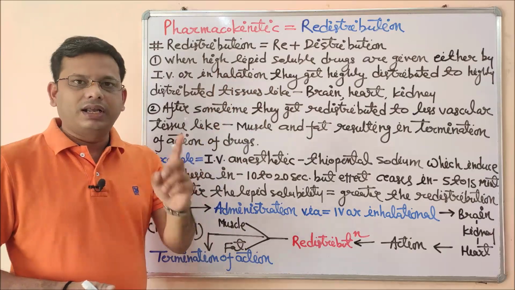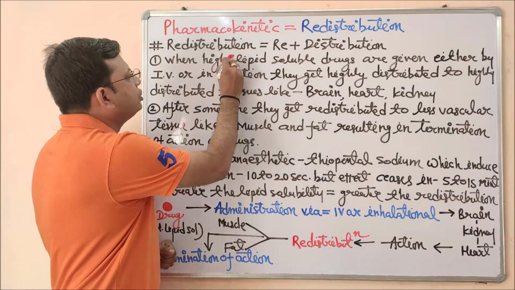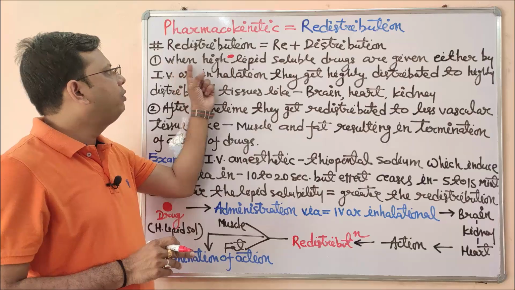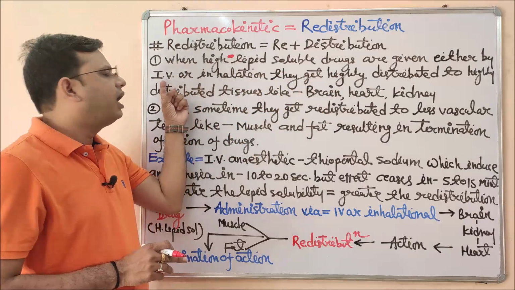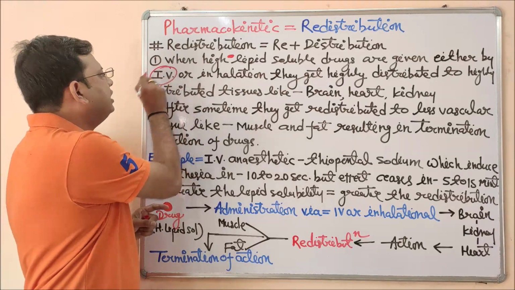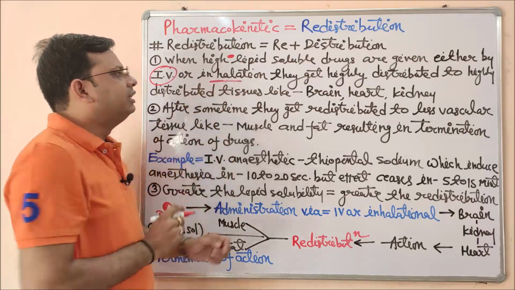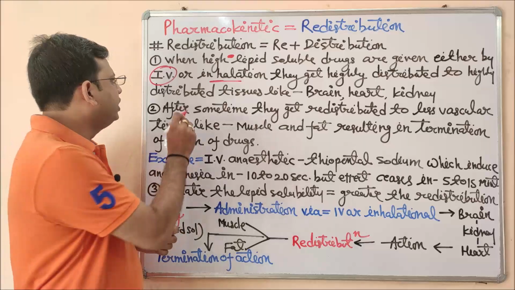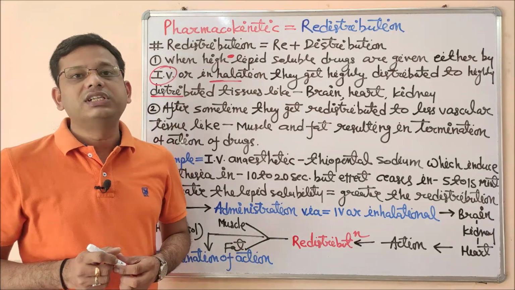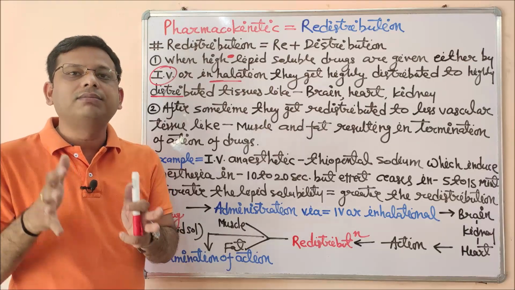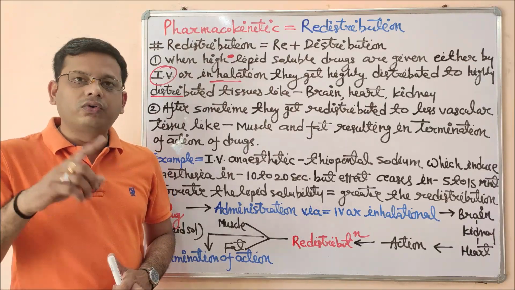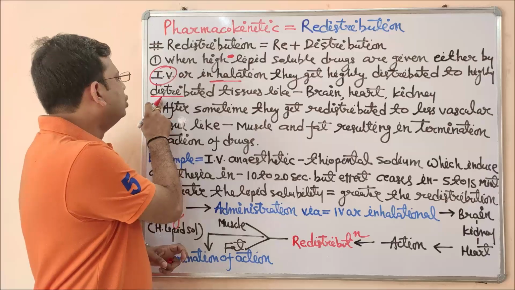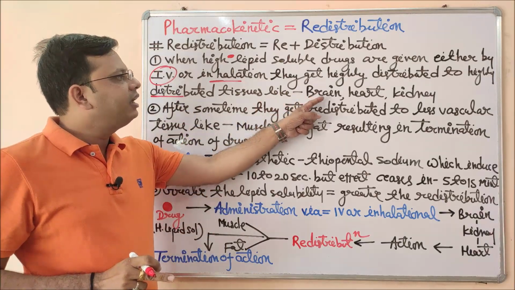So let's start the points regarding the redistribution phase. When a highly lipid soluble drug is given, this is an important parameter for redistribution: the drug should be lipid soluble or highly lipid soluble. What happens when a highly lipid soluble drug is given by IV, or by the specific routes I have explained, either intravenous or inhalation? The drug will be highly distributed to the highly perfused tissues. What is the meaning of highly perfused tissue here? Highly perfused tissue means tissue which has a high level of blood movement, receiving a high amount of blood, or tissue in which a high volume of blood reaches. This is called highly perfused tissue. So they are distributed in tissues like brain, heart and kidney.